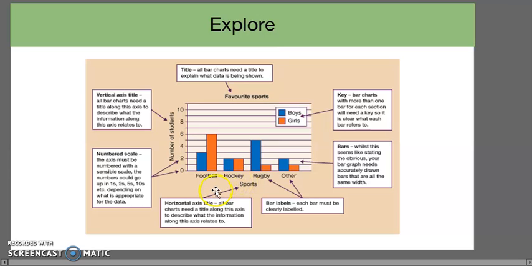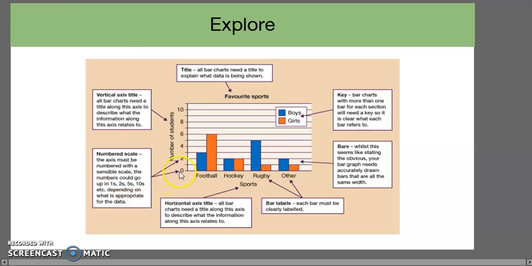The next thing we're going to be looking at is the horizontal axis title. All bar charts need a title along the axis to describe what the information along this axis relates to. And the same thing goes for the vertical axis title. This is important to help us understand the x-axis and the y-axis also. And the last piece, which is very important, is the numbered scale. The axis must be numbered with a sensible scale. The numbers can go up by ones, twos, fives, tens, etc., depending on what is appropriate for the data.